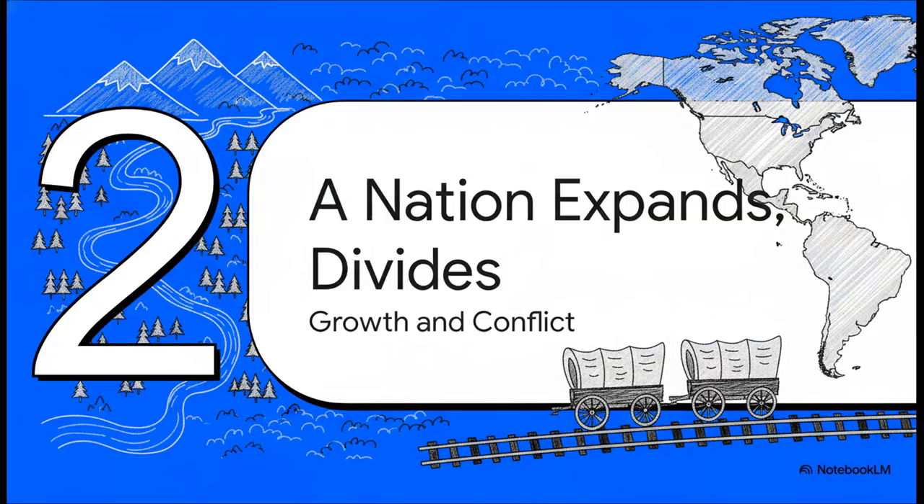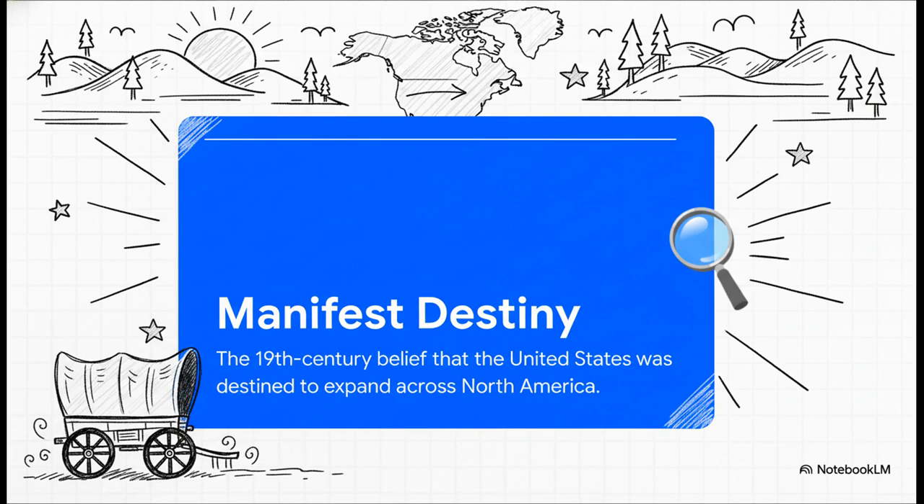So the brand new nation is no longer just stuck on the East Coast. You've got these huge lands to the west, lands that were, of course, already home to hundreds of indigenous nations. And this powerful, aggressive idea starts to take hold that would really define the next 100 years of American history. This belief had a name, Manifest Destiny.